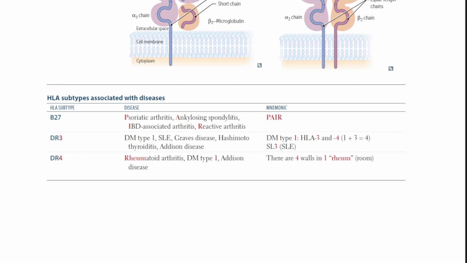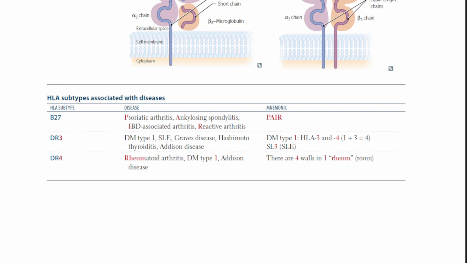DR4, DR3, B27, A3, DQ2, DQ8. They're not in this book, but they are in the old book. They probably moved to another part of the book, but that video is very interesting. I wish you'd go check that video.